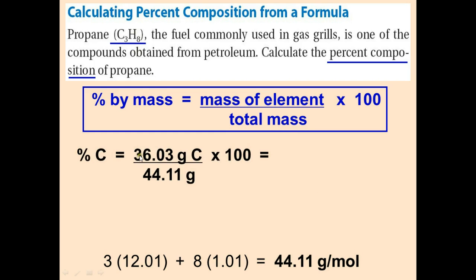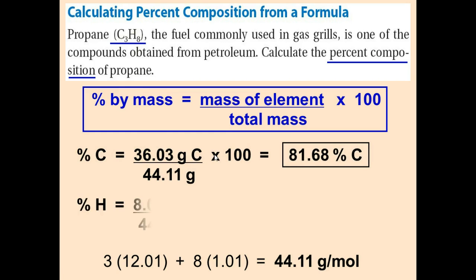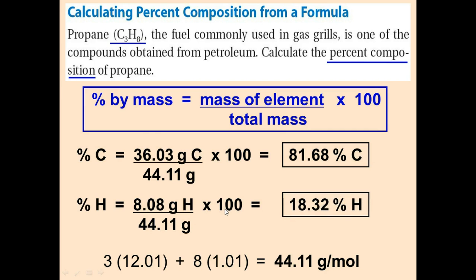Then we have carbon, which is, we have 3 carbon in this case, so 3 times 12.01 divided by 44.11 times 100 gives you 81.68%. And then we do the same thing for hydrogen, which is right here. So 8 times 1.01, or 8.08, divided by 44.11 times 100 gives you 18.32%, or 18.32 grams, of this whole compound. Sorry about that.